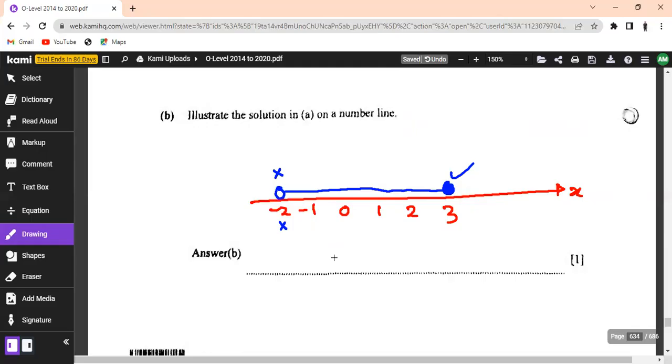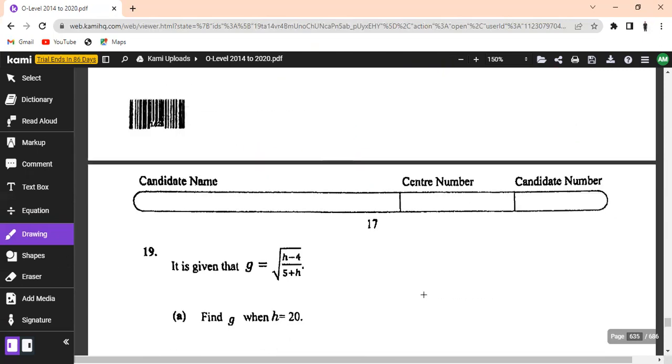Also, you can even indicate other values. Maybe you want to indicate minus 3, or 4. You can do that, depending on what you want, guys.